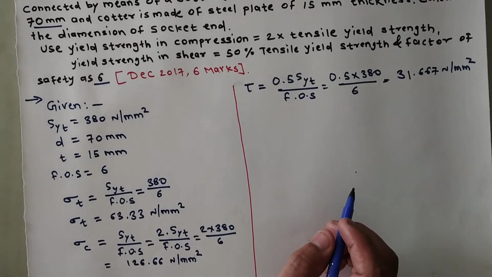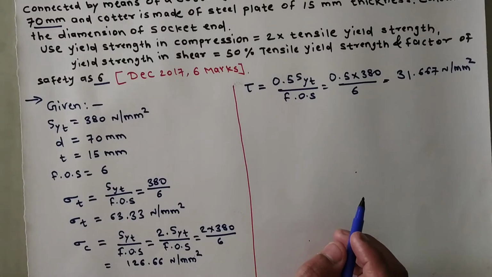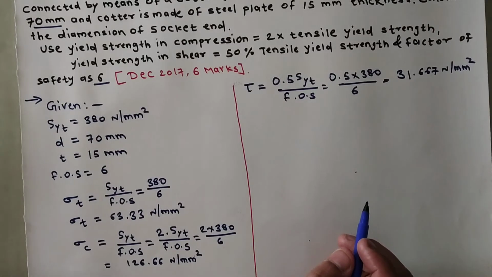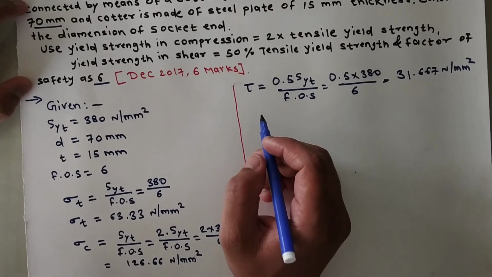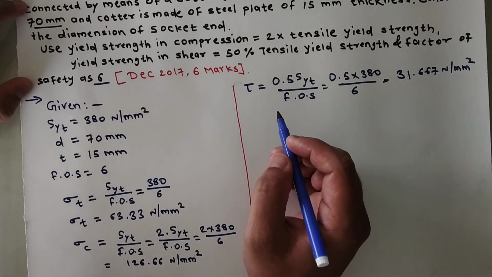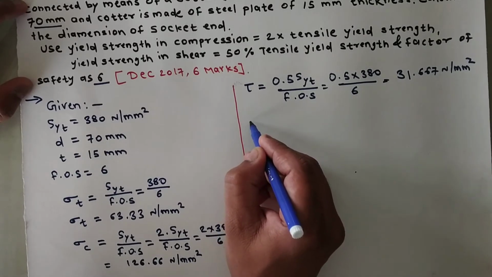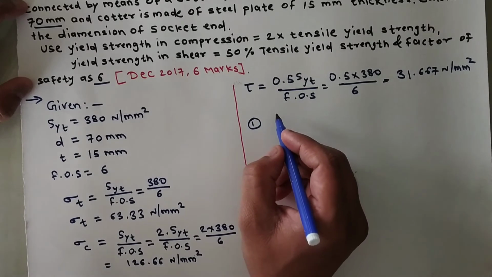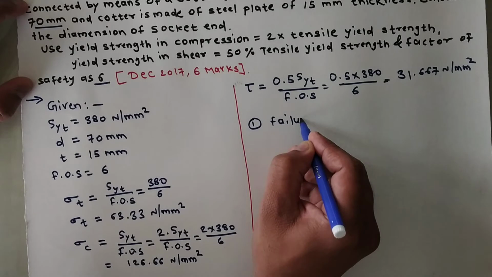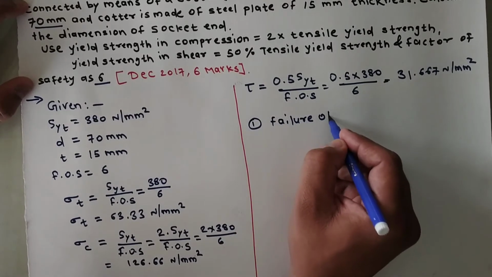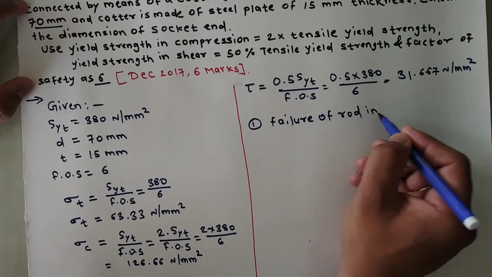Now we will move ahead with the design procedure, as we have all the stress and strength values. So considering the failure of rod in tension, that is our step 1. Failure of rod in tension.